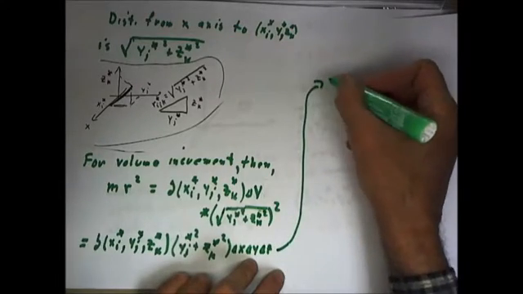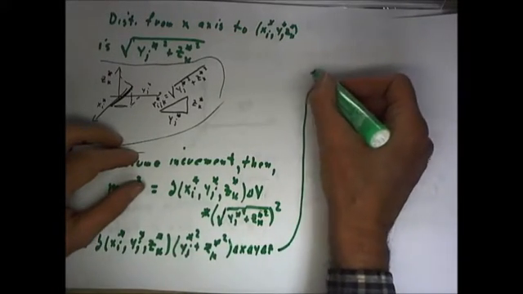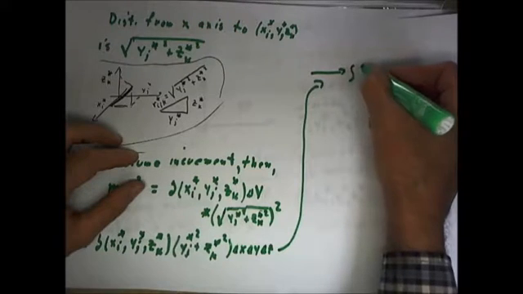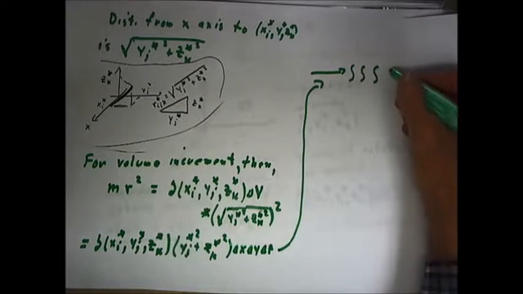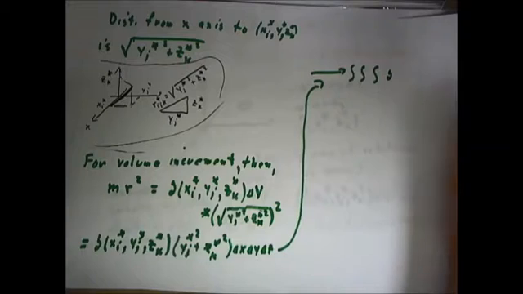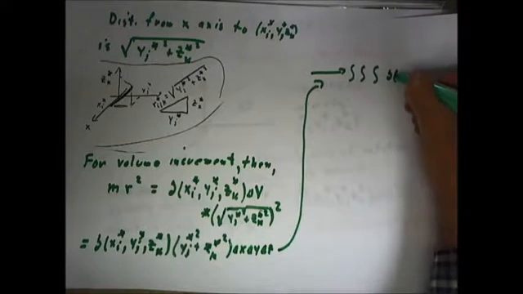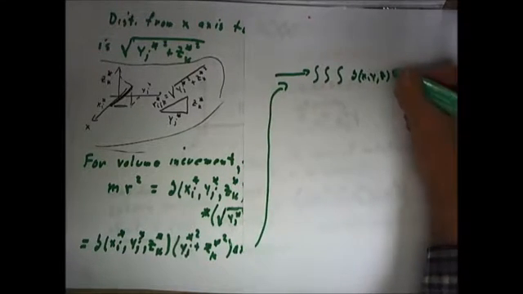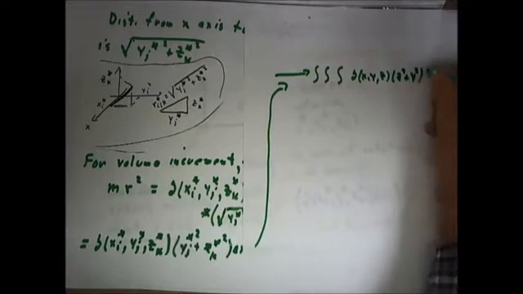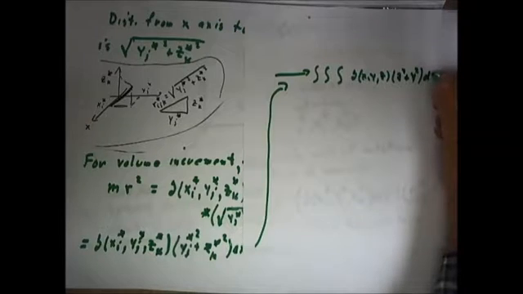Expression in the limit approaches the integral of delta of x, y, z multiplied by z squared plus y squared, dz, dy, dx.